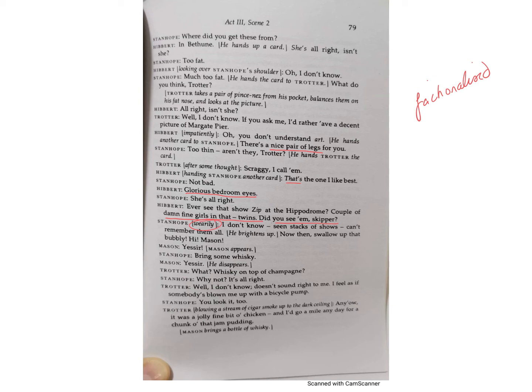That stage direction, wearily. And then he brightens up with the idea of more drinking and Mason coming in and requests whiskey. So the idea that Trotter is drinking tea, whereas Stanhope's on whiskey, shows that maybe this whole day, the cumulative experience, has affected him way more than he's willing to let on. He still needs to drink. He still needs to take the edge off his grief from today. Whiskey on top of champagne, why not? Stanhope says he knows, looks like he's had enough. He feels blown up with a bicycle pump, but Stanhope needs the alcohol.